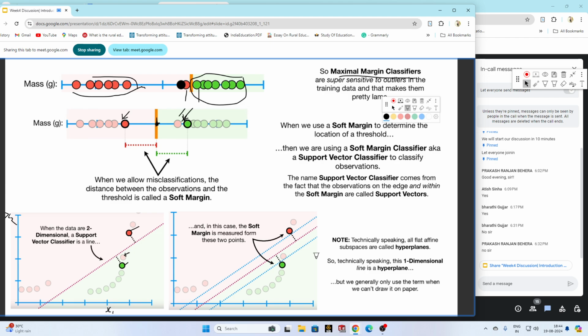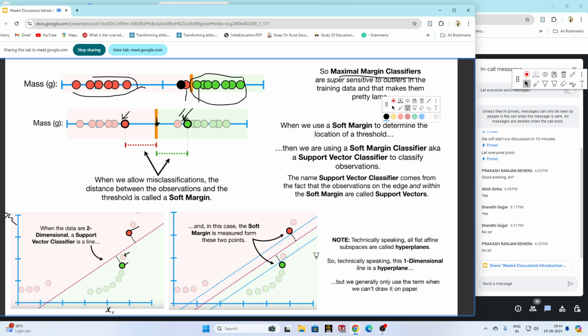Okay, this thing I have already discussed in the previous class also, but it's good to talk about it again. So what is a hyperplane? Technically speaking, this one dimensional line can also be called a hyperplane. All flat affine subspaces are known as hyperplanes. But we generally use the term hyperplane when we are talking about more than three features. That means four or more, then we are talking about a hyperplane.